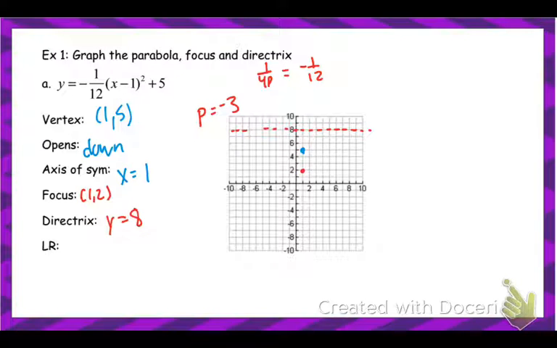Then to finish our graph, we'll use the latus rectum. The length of the latus rectum is the absolute value of 4p, so that ends up as 12. The total length of this line that goes through the focus is 12, so I'm going to go 6 in each direction. Those are the 2 endpoints of the latus rectum, the 2 points I need to continue drawing my parabola.